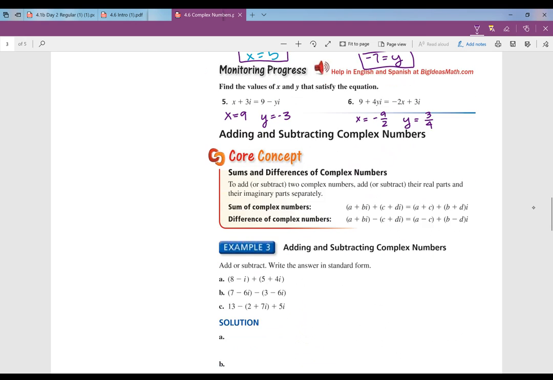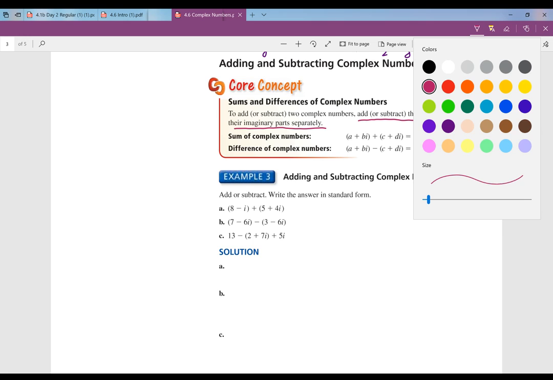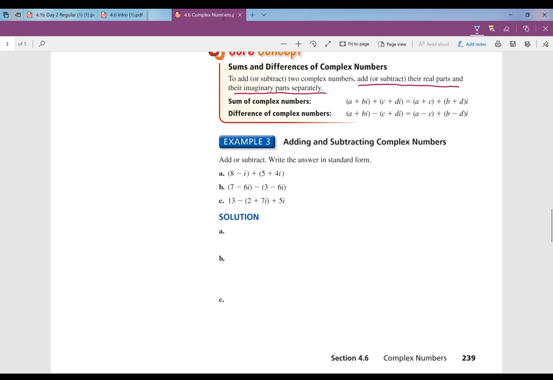Okay, so now let's talk about adding and subtracting complex numbers. To add or subtract two complex numbers, you're going to add or subtract their real parts and their imaginary parts separately. Okay, so let's look at an example of this. For part A, we have 8 minus i plus 5 plus 4i. Okay, so we're adding two different complex numbers together.